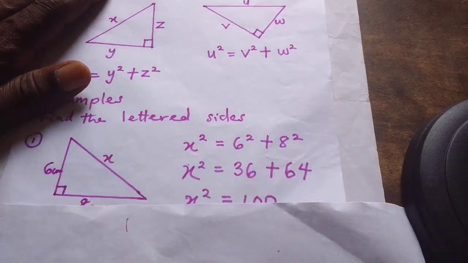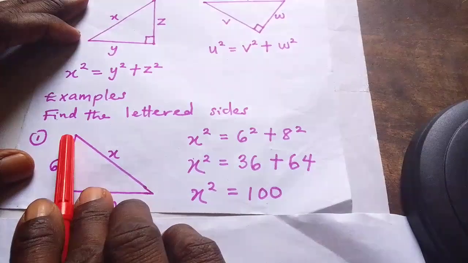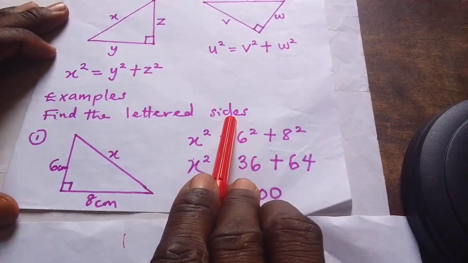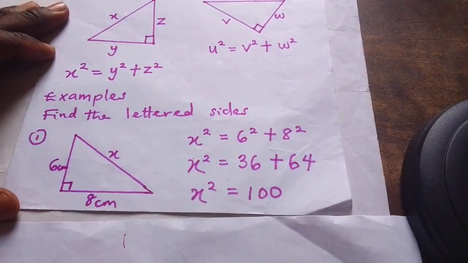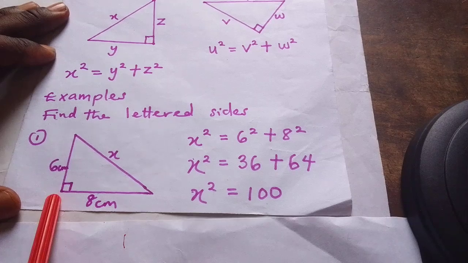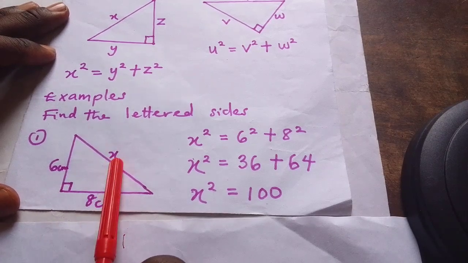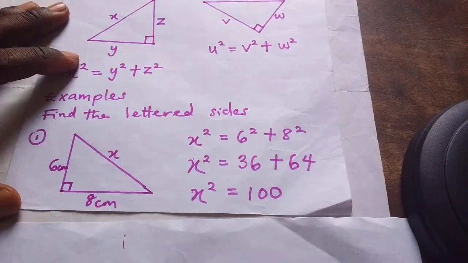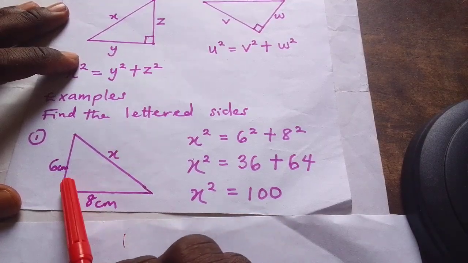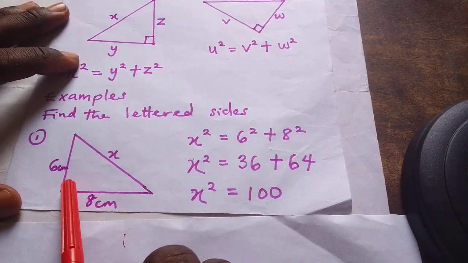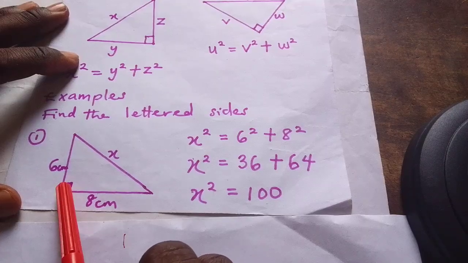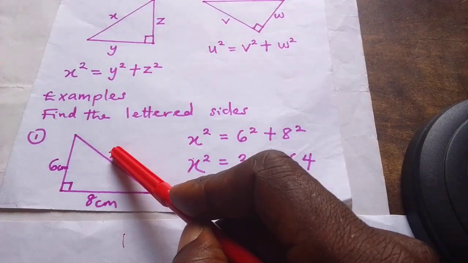Now let's look at this question. Find the lettered sides. This is a right angle triangle. You are told that this side is 6 cm and this side is 8 cm. Then you should look for this side X. Since this is a right angle triangle, first of all you identify which side is the hypotenuse. The right angle is here, and the line facing this angle is X.